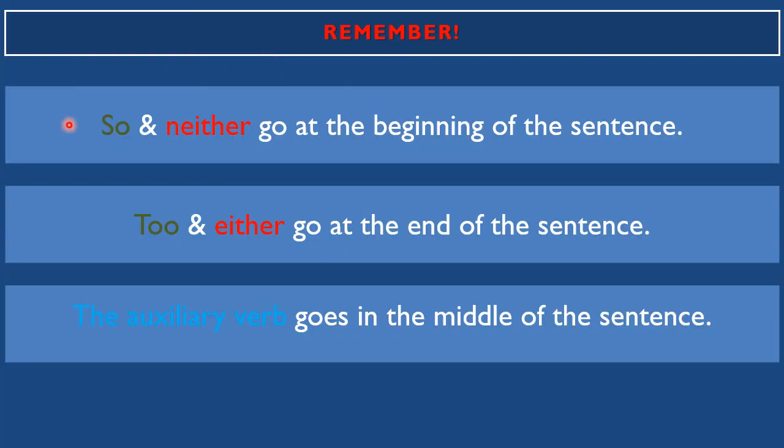Remember, so and either go at the beginning of the sentence. To and either go at the end of the sentence. And the auxiliary verb goes in the middle of the sentence.